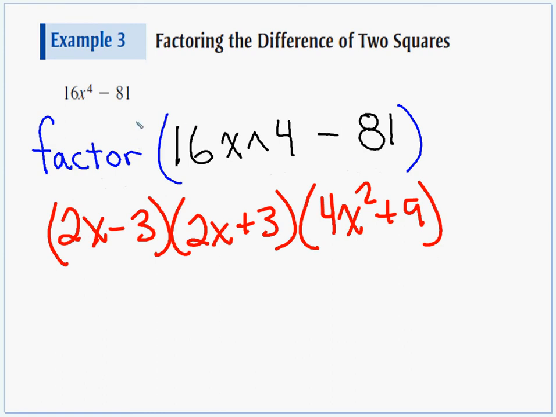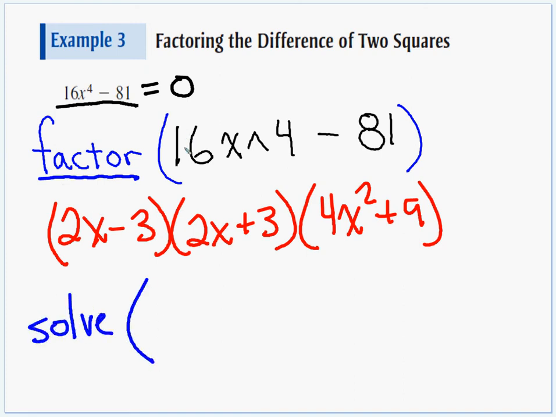Now, just to show comparison here, let's go back up to this original problem and now set it equal to 0. So now we can make this into a solve problem. Now be careful here. Watch how we have to change what we type in. Of course, we're not going to use the factor command. We're going to go to F2 and use solve. And now we're going to type that in exactly as we see it here.